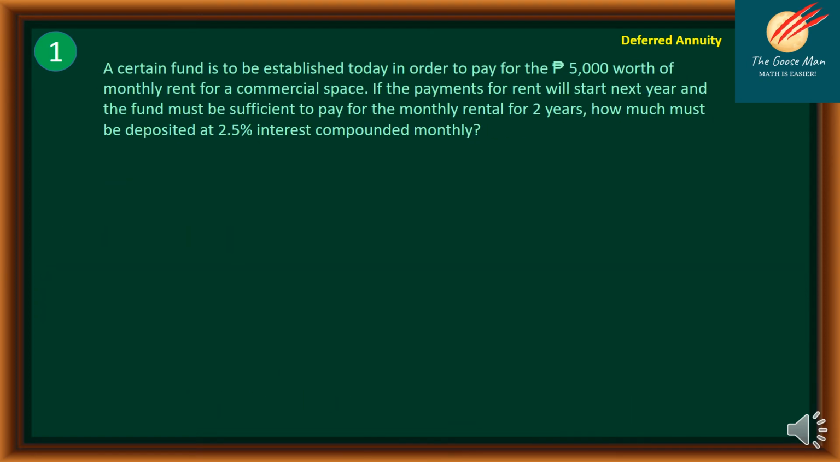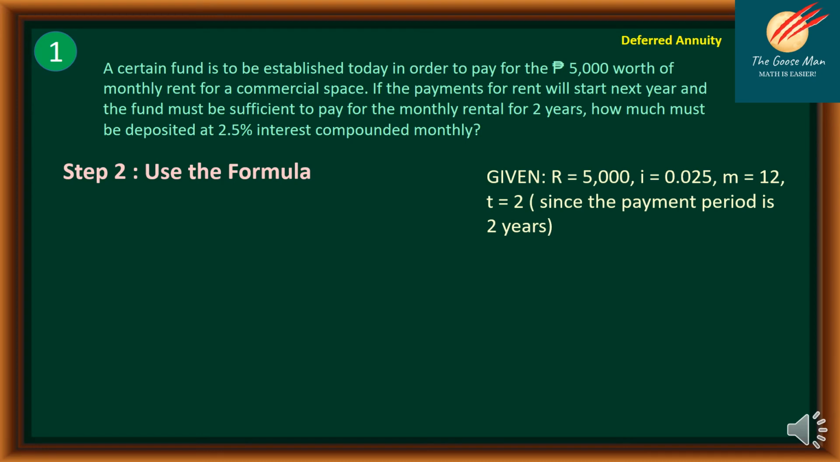Now that we know already the period of deferral as well as the payment period, let's move on to step number 2. That is, use the formula. Recall that the regular payment is equal to 5,000 pesos and our interest is equal to 2.5%, or 0.025, and M is equal to 12. And time is equal to 2 since the payment period is equal to 2 years.